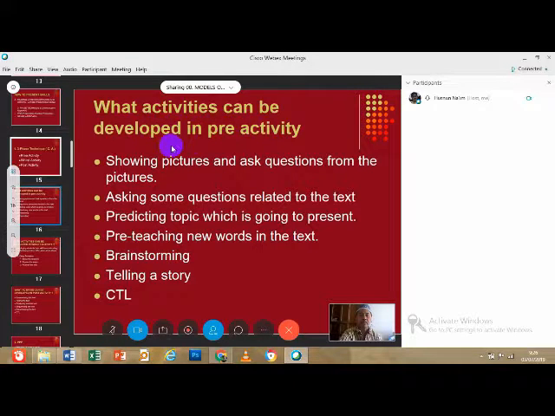What activities can be developed in pre-activity? The first, showing pictures and asking questions from the picture. Second, asking some questions related to the text. 3. Predicting the topic which is going to be presented. 4. Pre-teaching new words in the text. 5. Brainstorming. 6. Telling a story. And 7. CTL, or contextual teaching and learning.